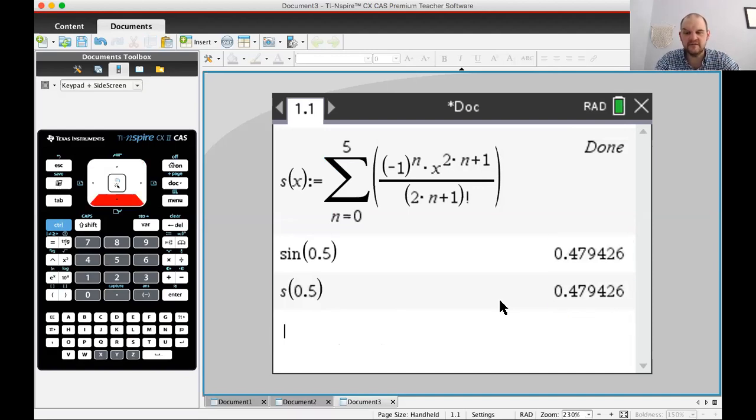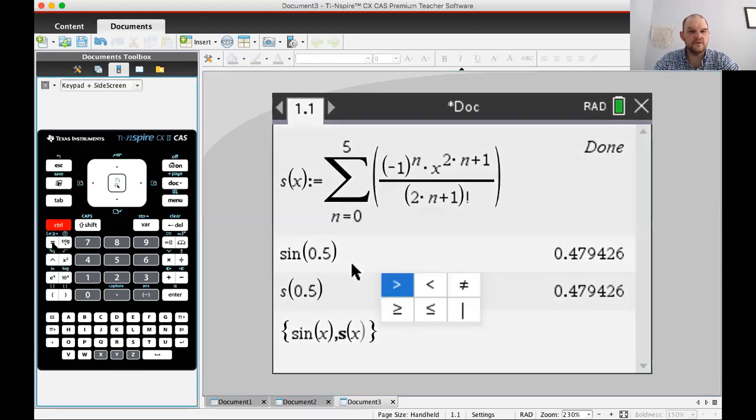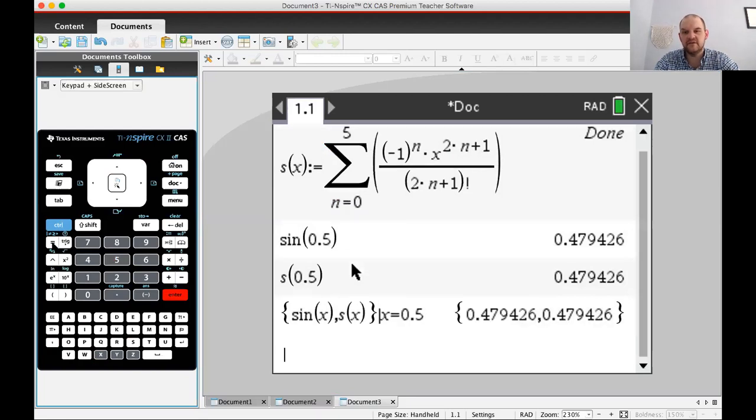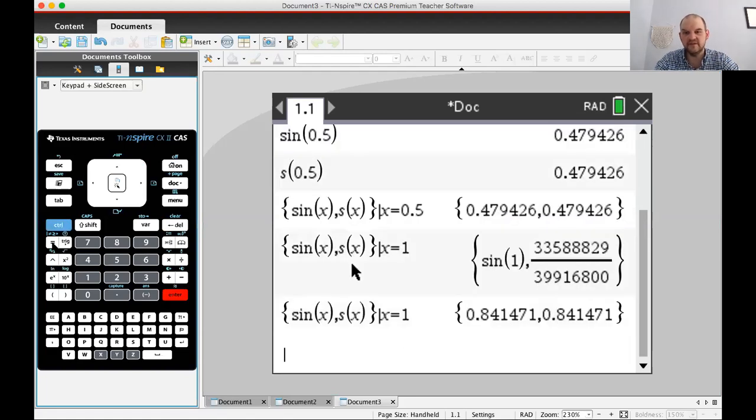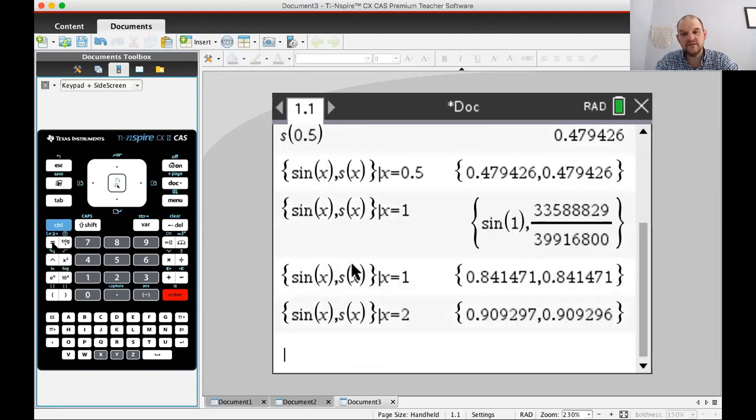So if I try to do, I'm gonna do two things. I'm gonna do sine of x comma s of x. So then I can just like feed it. I'm gonna do such that, so control equals, go one to the left, do x equals, so like 0.5, it'll give me those values. Let's try 1, let's see how far. Oh, wait, let's do control enter. Yeah, pretty good. Let's say 2. Still really good, but you can see it's different there at the end.